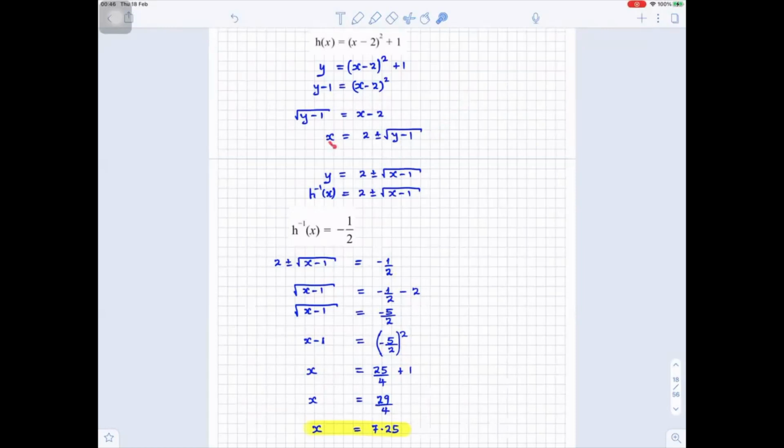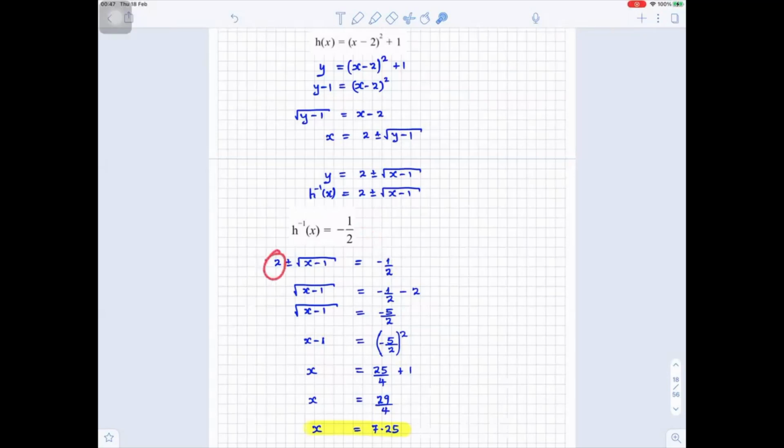And now you can swap x and y. So now you have y equals 2 plus or minus square root of x minus 1. And since y now is your h inverse of x, so that's your h inverse of x. Now you can substitute minus a half in there. So you have 2 plus or minus square root of x minus 1 is equal to minus a half.